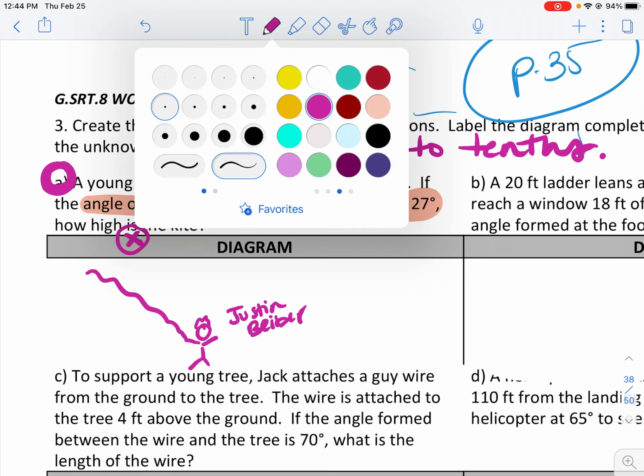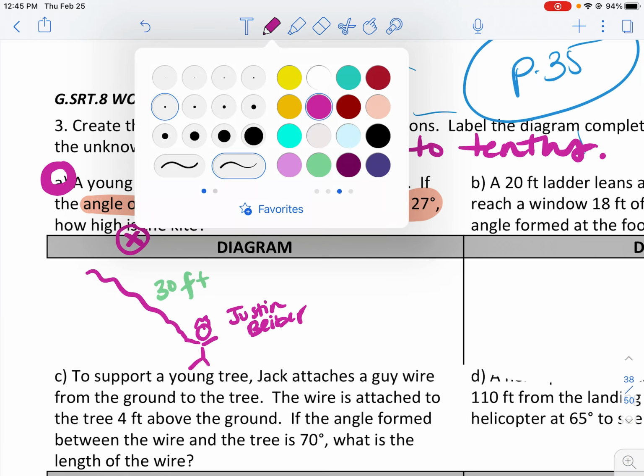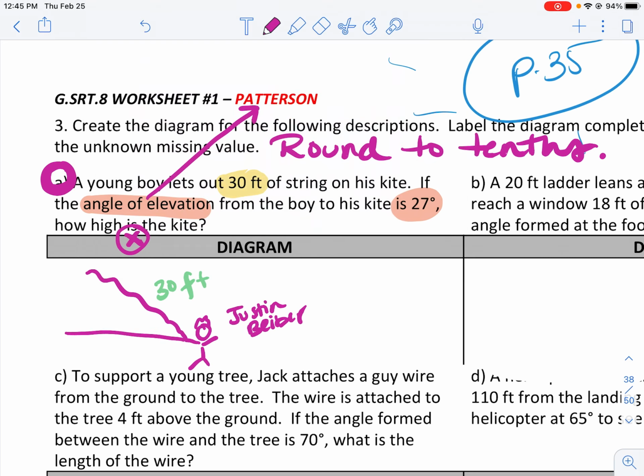Okay, and he has 30 feet of string let loose. So again, I'm going to make sure to put my feet with it so I don't lose it. If the angle of elevation, if he's right here, his angle of elevation is from his sight going up. We do know that: that is 27 degrees. And you see how if we continue this on, we have a little right triangle here. Whenever you make these pictures, you want to make sure that your picture has that right triangle in there that we can trace.